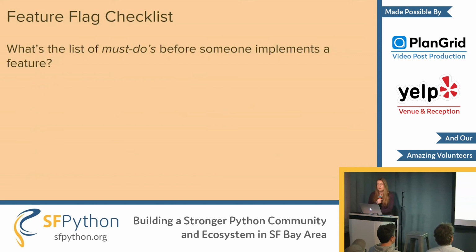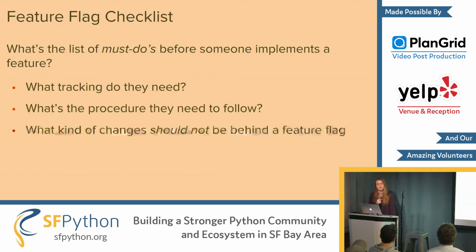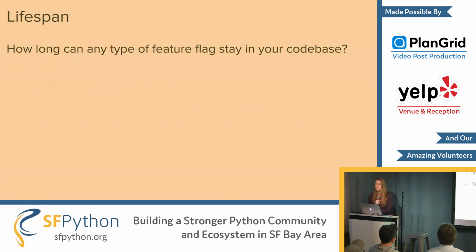Okay, another thing you might want to think about as a company is, do you have a feature flag checklist? Is there a checklist of must-dos that everybody has to think about before you implement a feature, right? So what tracking do you need? What procedure do you need to follow? What kind of changes should not be behind a feature flag? You know, if you have destructive database changes or things like that, those should not be behind a feature flag. Just kind of like a list of things that everybody should be thinking about before they put a feature flag in. That's a great thing to have as a company.